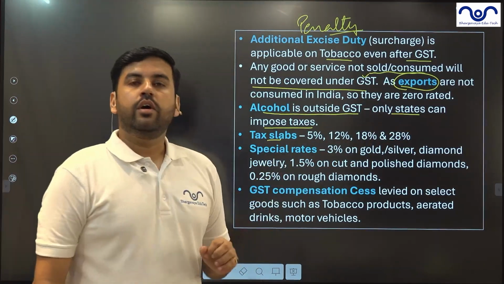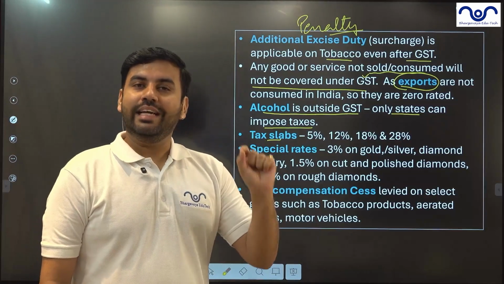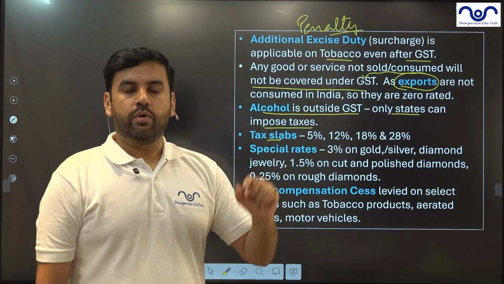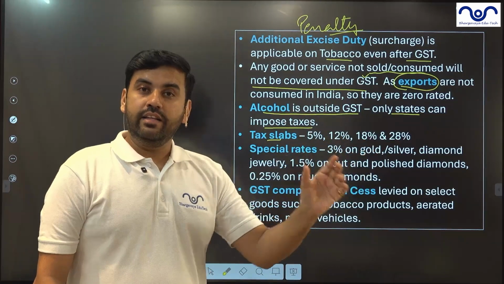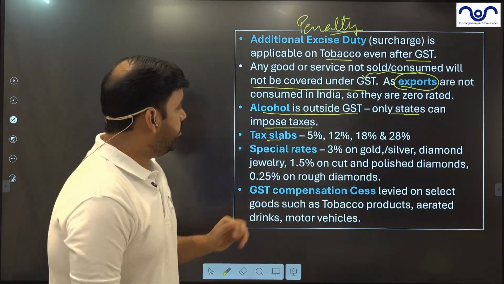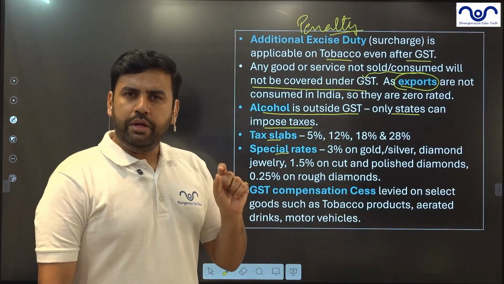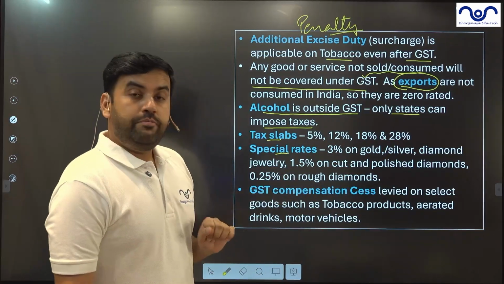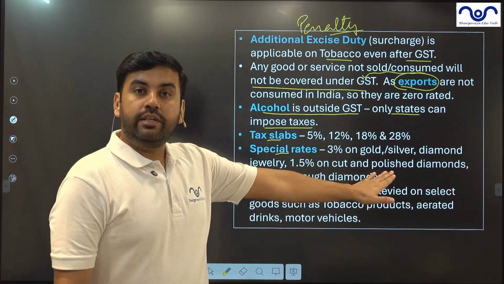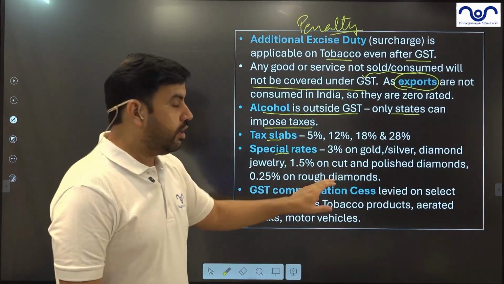Tax slabs, what is the ideal tax rate? 5%, 12%, 18% and 28%. All of the 4 rates are divided equally between the center and the state if they are collecting it together. Special rates for selected items. 3% if it is gold, silver and diamond jewelry. 1.5% if it is with respect to the diamonds cut or polished, and 0.25% if it is on rough diamonds.